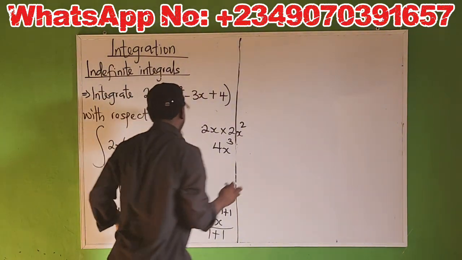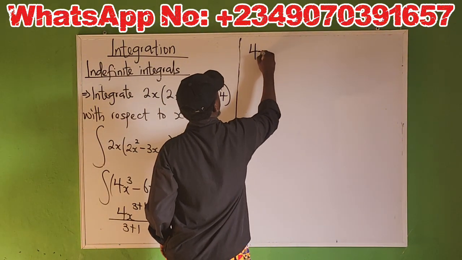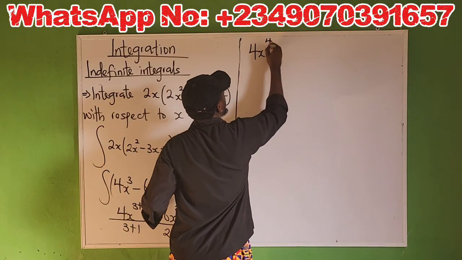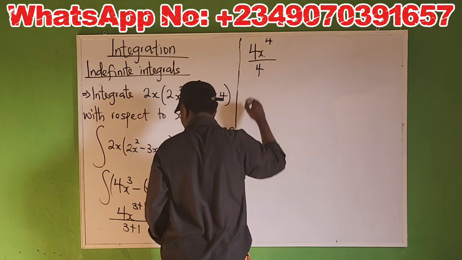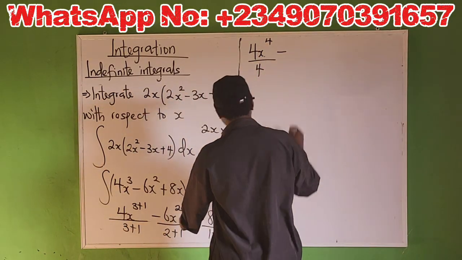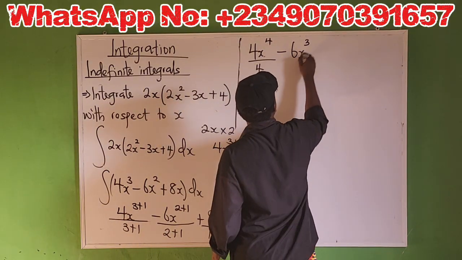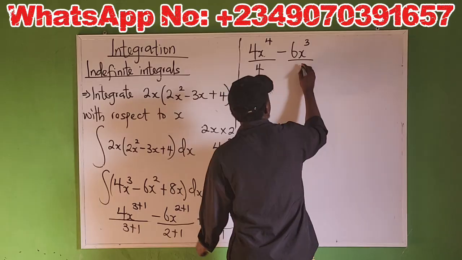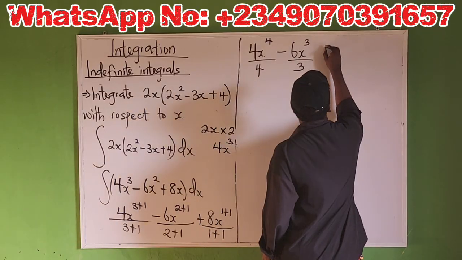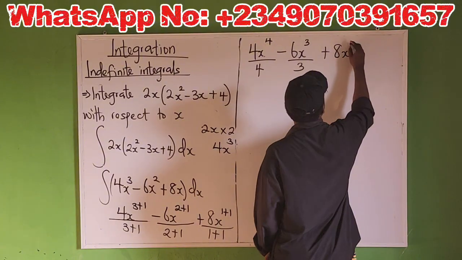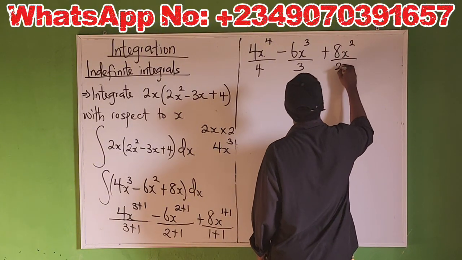All right, so this will give us 4x to the power 3 plus 1, that will give us 4. Then divide by 4, minus 6x to the power 2 plus 1, which is 3, divided by 3, plus 8x to the power 1 plus 1, which is 2, divided by 2.